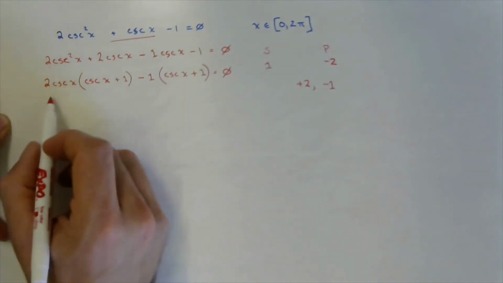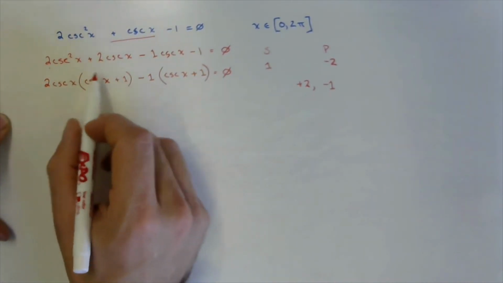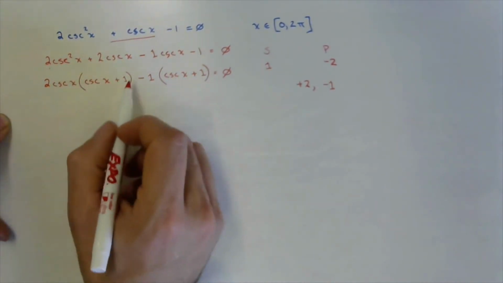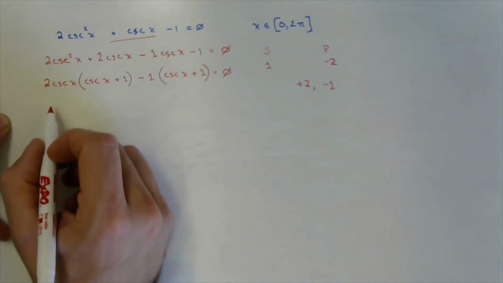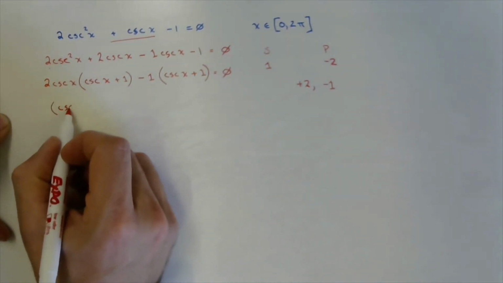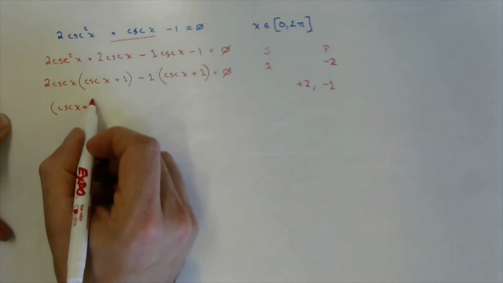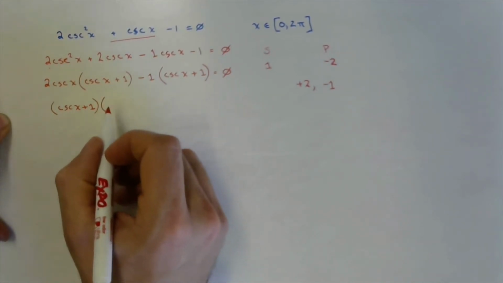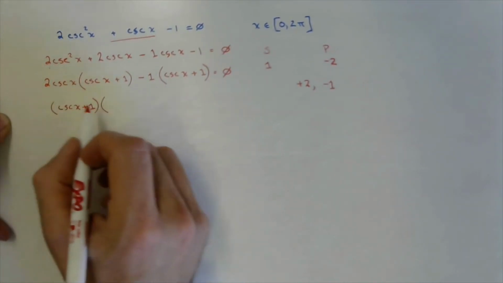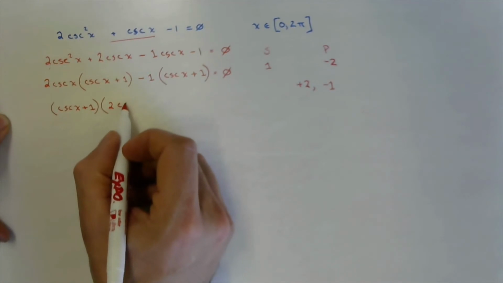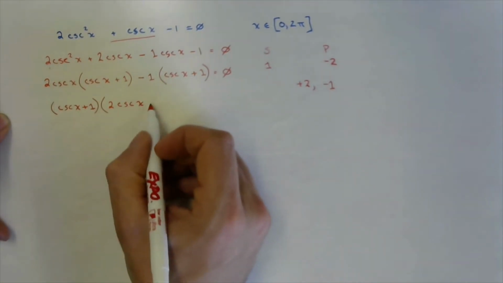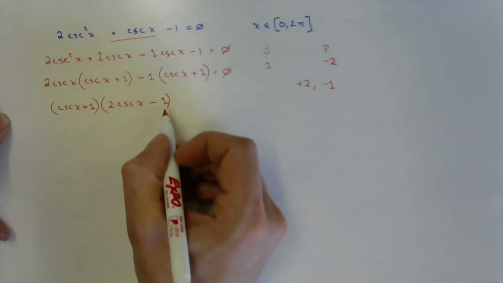Now I have two terms. Each of them share the binomial factor. They both have a common factor here, a binomial factor of cosecant of x plus 1, so I can pull that out. And that factor needs to be multiplied by 2 times the cosecant of x, and it needs to be multiplied by -1.